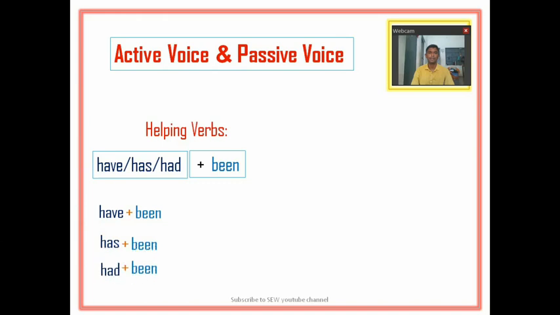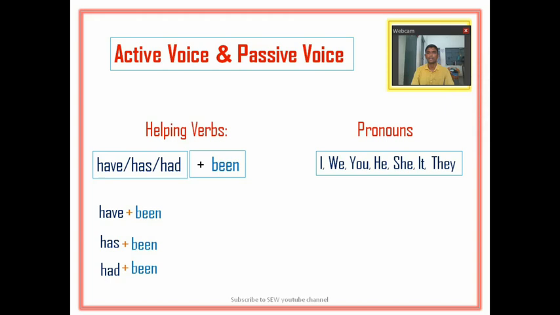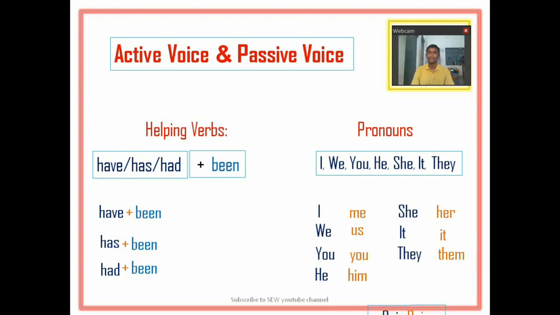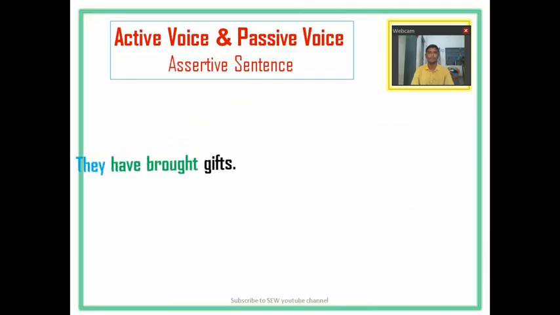So again, I'm going to introduce pronouns: I, we, you, he, she, it, they. So I becomes me, we becomes us, you becomes you, he becomes him, she becomes her, it becomes it, and last and final, they becomes them. Sometimes you may be given a noun only, and then you can write the noun as it is. I'm going to give you some examples.